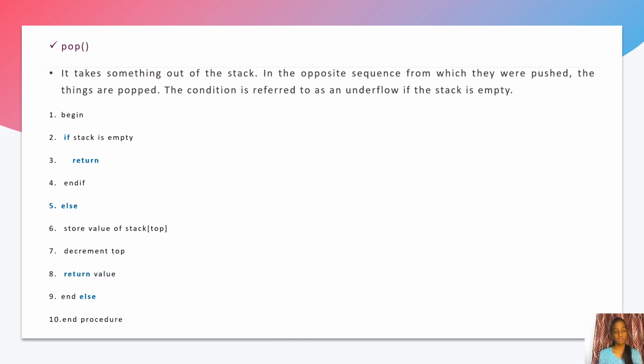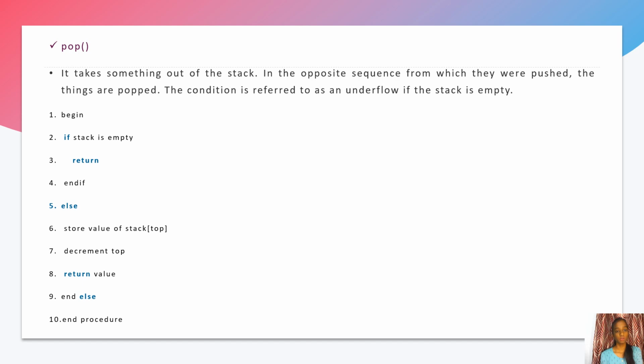The pop operation takes an item out of the stack. It is in the opposite sequence from which they were pushed, and items are popped. The condition is referred to as an underflow if the stack is empty. So this is the algorithm. This is the same as the push which we saw, that is, begin, if stack is empty, return, end if, else store value of the stack top, decrement top, return value, end else, and end procedure. So this is the algorithm for push and pop and the operations of a stack.